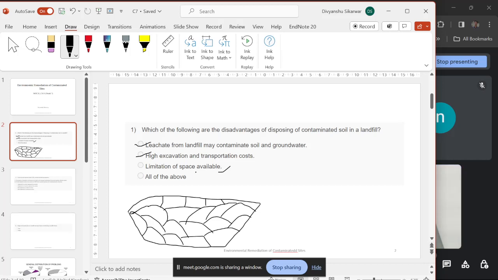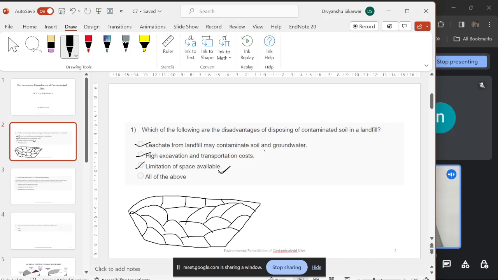Yes, sir. It will be a disadvantage because it will unnecessarily occupy a lot of space in landfill, right? Yes, sir. So we don't want that. So all these three options are correct.